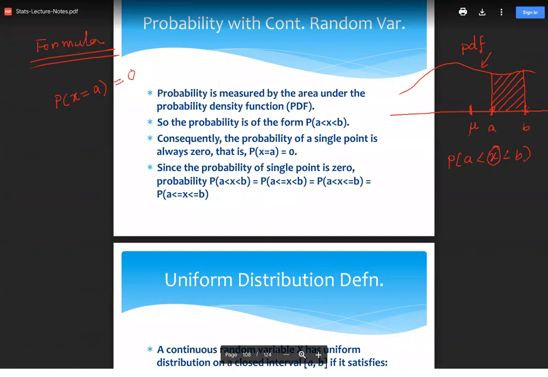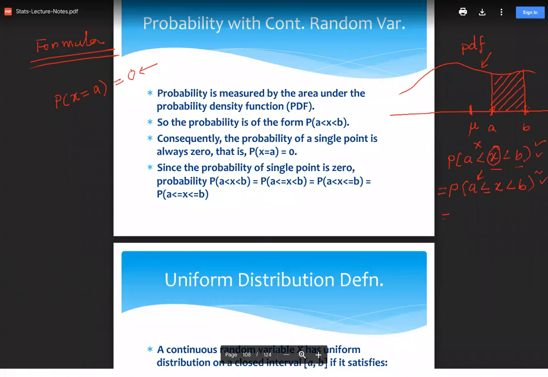Now, since the probability of a single point is 0, remember, this is 0, there are a couple of things we could say. Probability of A less than X less than B is the same as the probability of A less than equal to X is less than B. The difference, both of these are equal. Because the difference between this one and this one is a single point. A is included here, A is not included here. But the probability of a single point is 0, so it really doesn't matter. So the probability of this and probability of this are going to be the same.